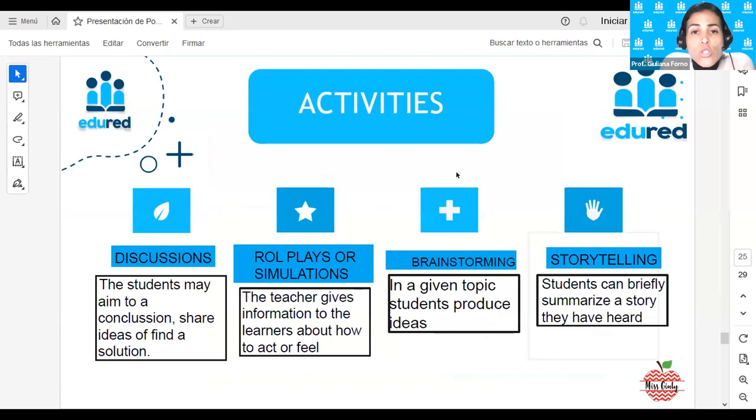Activities that we can use to develop speaking. Discussions. The student may aim to reach a conclusion, share ideas, to find a solution. Role plays or simulations. The teacher gives information to the learners about how to act or feel. Brainstorming. In given topics, students produce ideas. Storytelling. Students can briefly summarize the story they have heard.